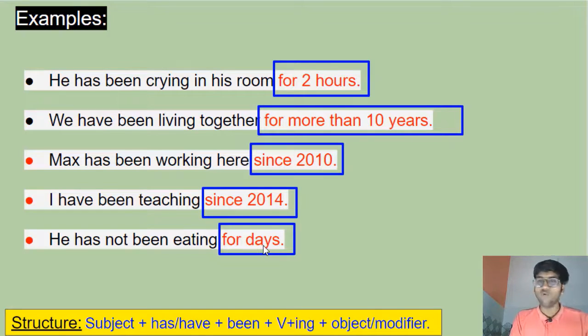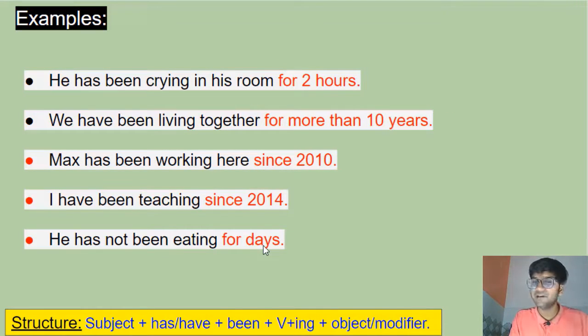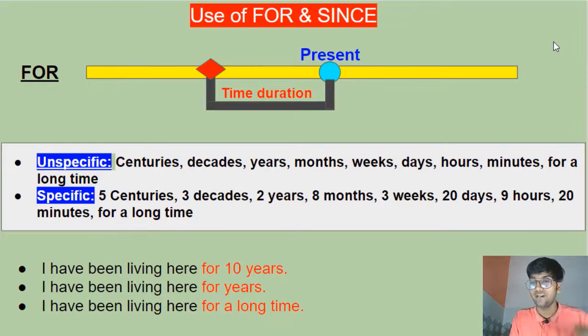Okay, so that's how we use present perfect continuous tense. I'm pretty sure you've understood it, right? Now what we are going to do is look at how to use for and since. As I told you, for is used to talk about the time duration. It is used to talk about how long something has been happening, right? Now, what are the things that come in time duration? These are centuries, decades, years, months, weeks, days, hours, minutes. For a long time is also an expression which talks about an uncertain time duration, right? If you want to talk about an uncertain, unspecified time duration, just say for centuries, for decades, for years, for months, weeks, days, for hours, for minutes, for a long time.